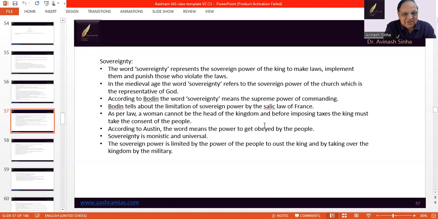Now, next comes Austin. According to Austin, the word sovereignty means the power to get the people obeyed. Sovereignty is monistic and universal. According to Austin, the sovereign power again is limited by the power of the people, which can oust the king, and also by taking over the kingdom by the military. These are the limitations of sovereignty according to Austin.